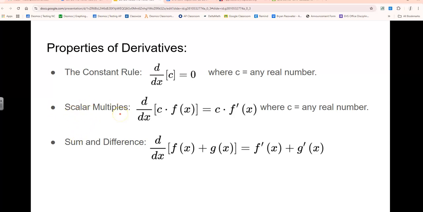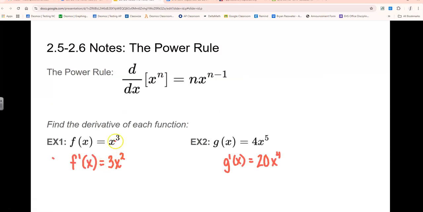Scalar multiples, we were really already doing. A scalar multiple is a number multiplied by an expression. If you are taking the derivative of a number multiplied by an expression, you just multiply that number out. So like whenever we took the derivative of x to the 3rd, there was nothing written out here. There was no scalar multiple, right?